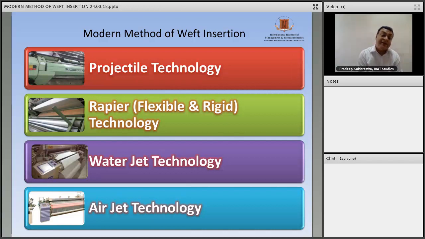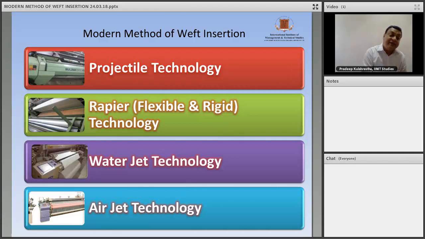Now, modern methods of weft insertion, I am coming to the subject. There are many machines, as I told you. In single-phase weaving machines, four systems are very famous all over the world and are being used: projectile technology, then rapier flexible technology, then water jet technology, then air jet technology. In projectile technology, weft insertion is done by a series of small projectiles, which I will explain in the mechanism in the next slides.